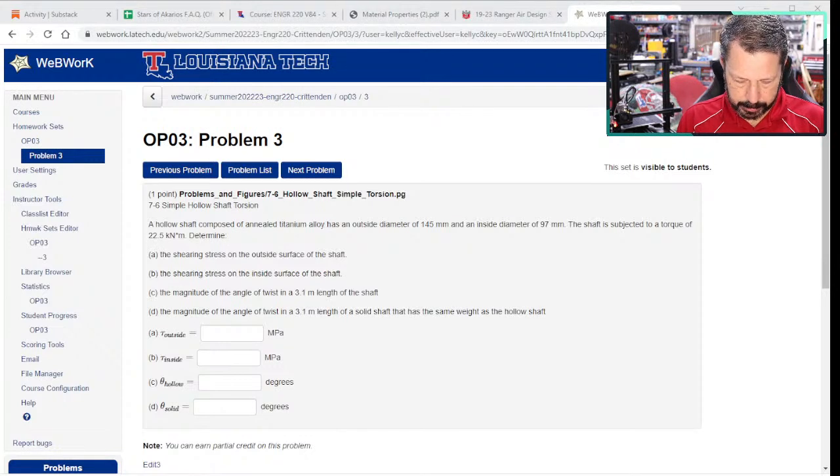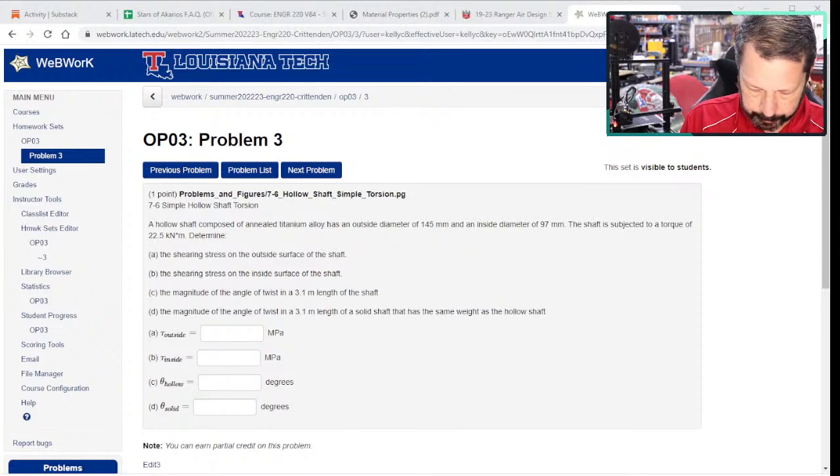divided by 32. So our, I guess I did it backwards, the denominator is 0.0 and 347 meters to the fourth. And the numerator, 22.5, that's kilonewtons, so times 1,000, times 0.0725.